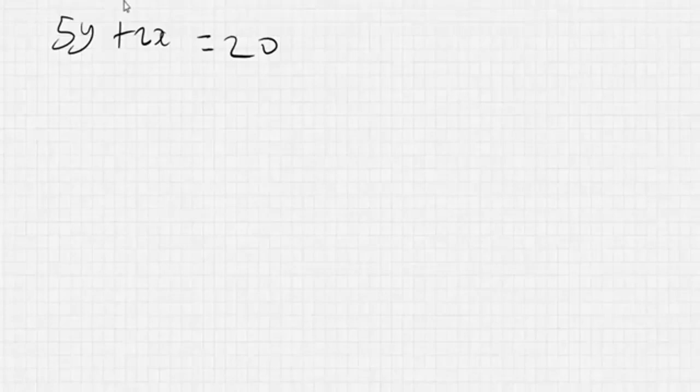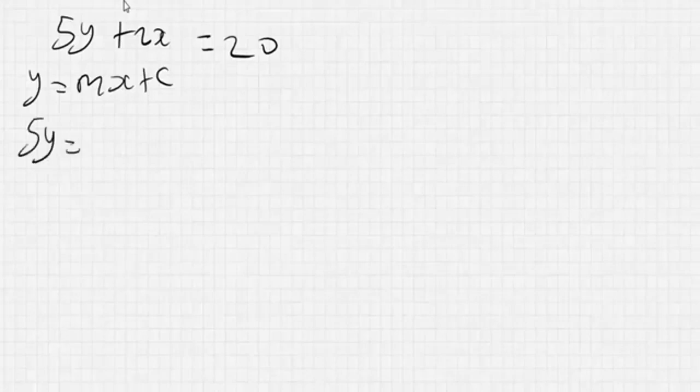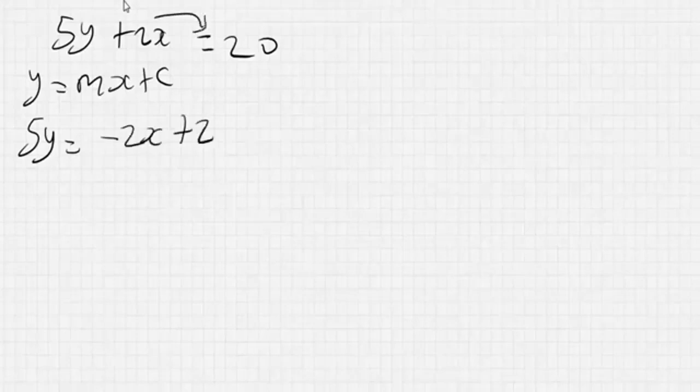Firstly, we're going to make use of the straight line graph equation to get the standard equation. So we have y equals mx plus c. Now, the equation we have here is not in standard form for using this straight line graph equation, so let's make it standard. It's going to be 5y equals, now this plus 2x will cross over and change its sign to negative, so we're going to have minus 2x plus 20.